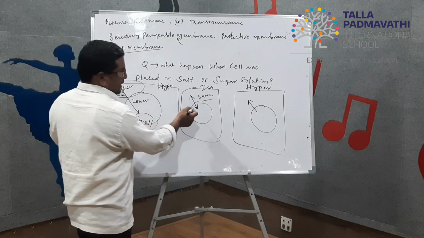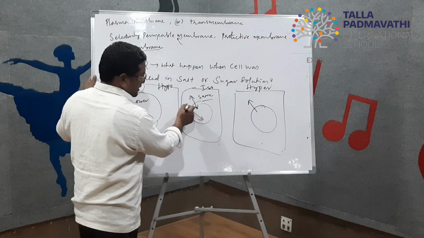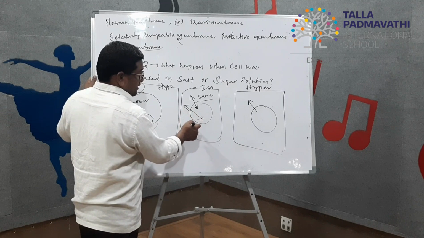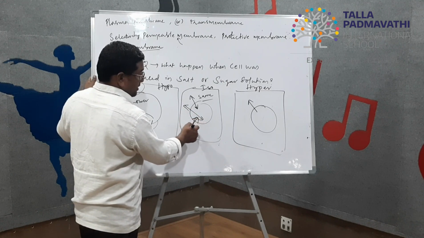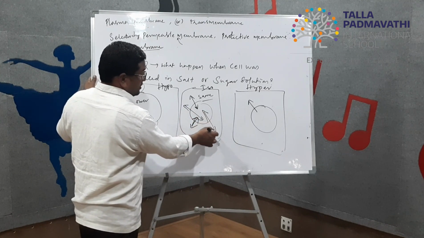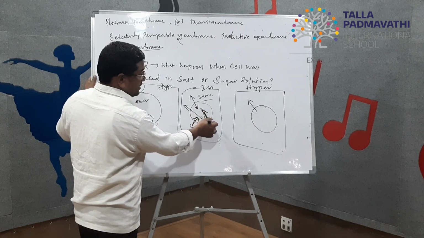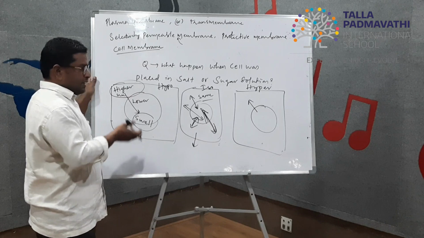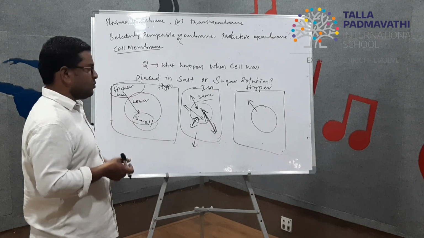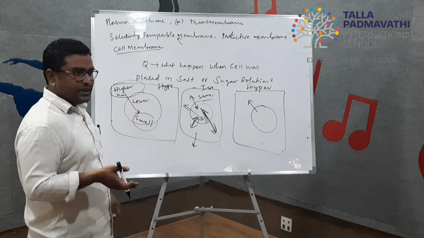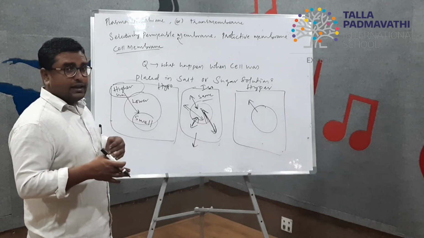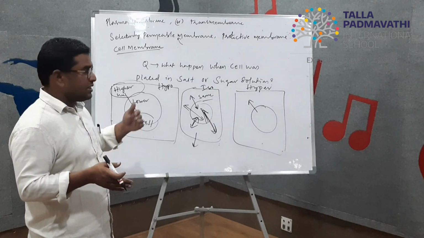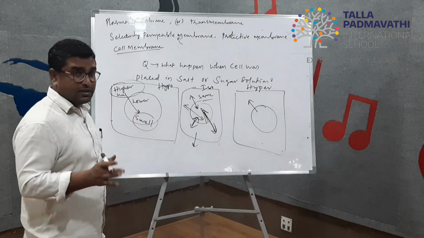Here, iso means same. The net movement is zero. The concentration is the same inside and outside. So even if movement is there, the net movement is zero. The cell doesn't gain or lose, as the water inside and outside the cell is the same.